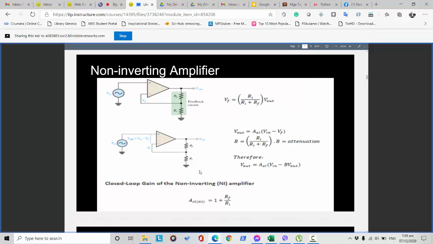Now, if you want to compute for the closed loop gain of a non-inverting amplifier such as this circuit, the formula for the closed loop gain will be equal to 1 plus Rf over Ri. So basically this is the formula that we will use for that. Okay? So those are the formulas that we can derive from this circuit.